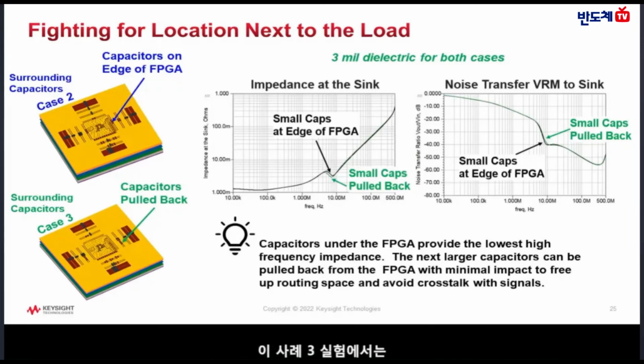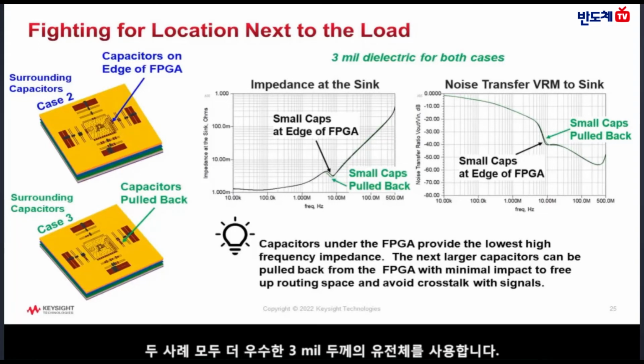In this Case 3 experiment, the Case 2 design with the surrounding capacitors is modified to pull back the medium-sized capacitors further from the FPGA to allow for more routing space. The very small decoupling capacitors directly under the FPGA are the same in both Case 2 and Case 3, and both cases are using the better 3 mil thinner dielectric.